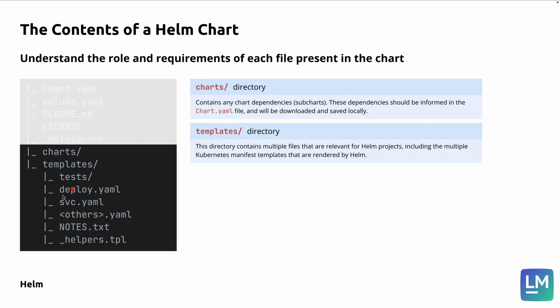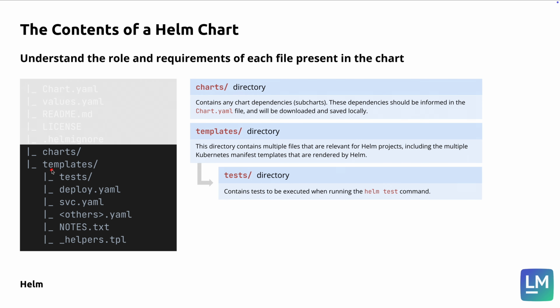We then have the templates directory, and this is where the bulk of the chart functionality is. It contains multiple files that are relevant for Helm projects, including the multiple Kubernetes manifest templates that are rendered by Helm. You can see here we have the tests directory inside of the templates directory, and this contains tests to be executed when running the helm test command. After we install a release in a cluster, we can run helm test and then pass the release name, and any tests that are included in this directory will be run by Helm.